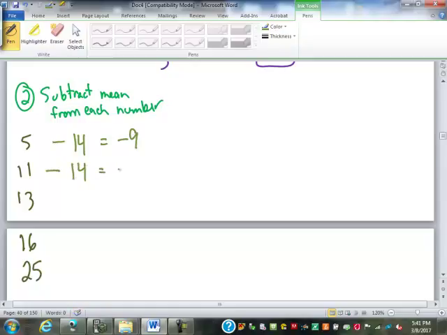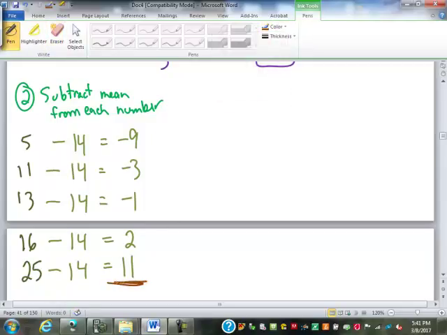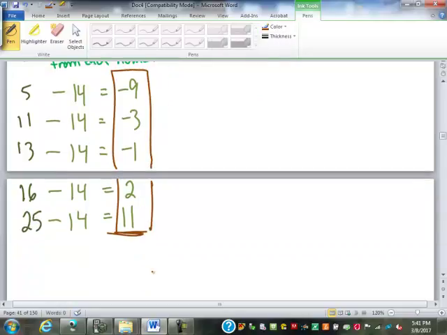11 minus 14 is a negative 3. 13 minus 14 is a negative 1. 16 minus 14 is 2. 25 minus 14 is 11. I almost wrote 9 there for a second. These right here are called the deviations. And remember, if you added them up, the sum should equal 0.